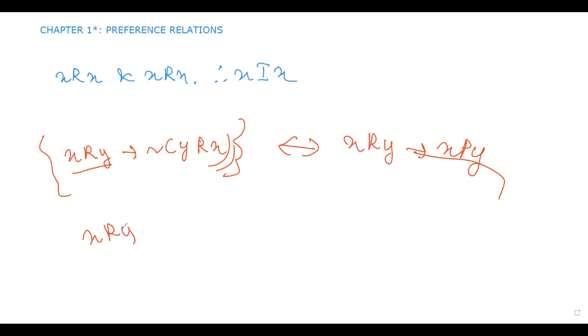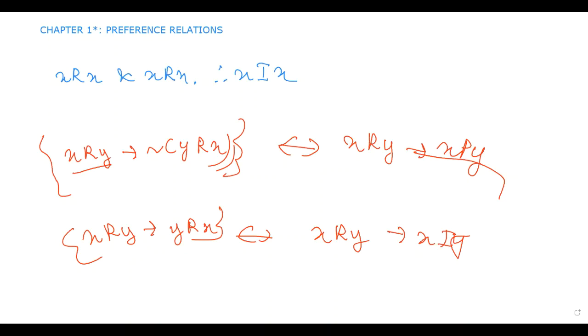Symmetry. XRY implies YRX. So this is the same as saying that XRY implies XIY. This is something for you to think about. All right. Moving on to the next topic.